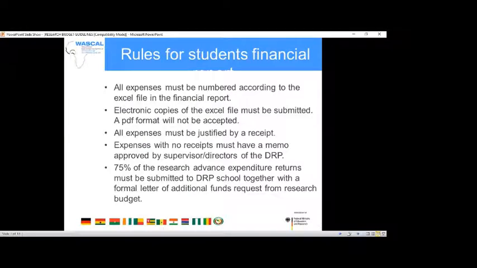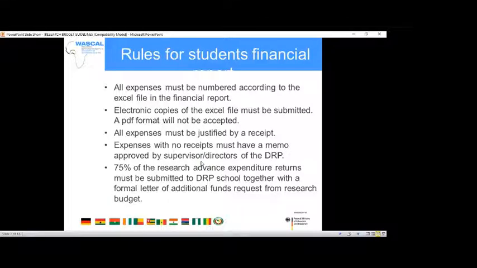So, electronic copies of the Excel file must be submitted. A PDF format will not be accepted. We will want it submitted in Excel as has been shown to you, not a PDF format. Please note that. All expenses must be justified by a receipt. No verbal payment. All expenses incurred must be receipted.